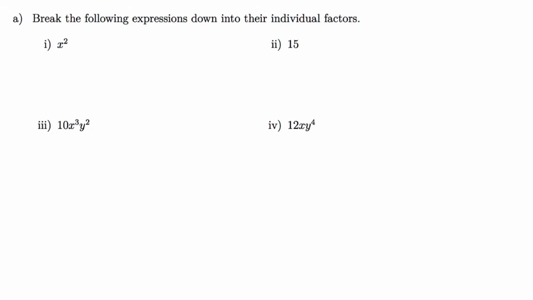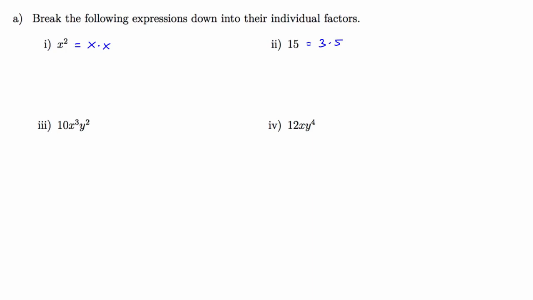So part 1, we have x squared. To break x squared down into its individual factors, we'll break it down into x times x, because x squared simply means x times x. Similarly with 15, we could rewrite 15 as 3 times 5. By having taken x squared and 15 and rewritten both of them as multiplication, we have now factored them.